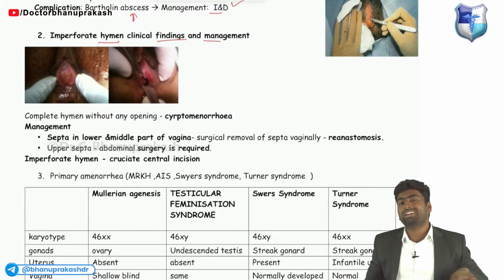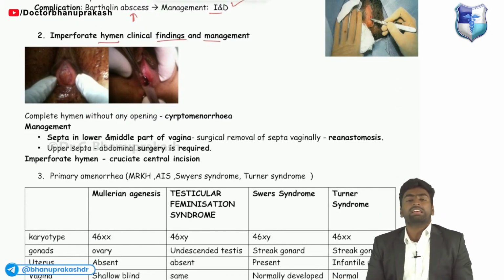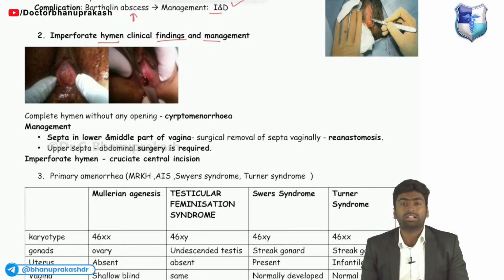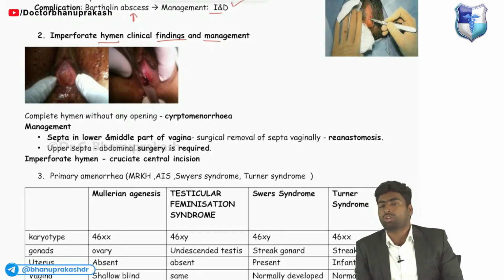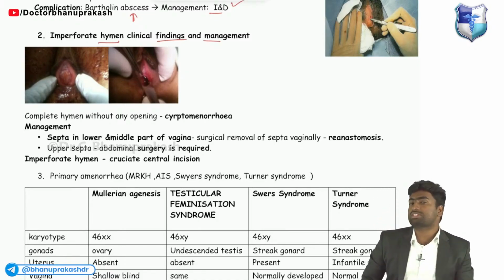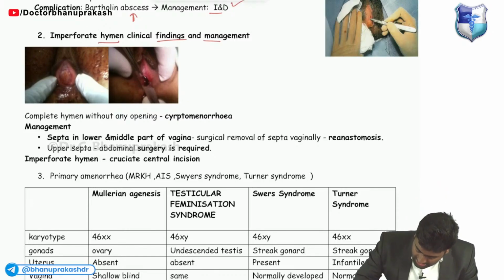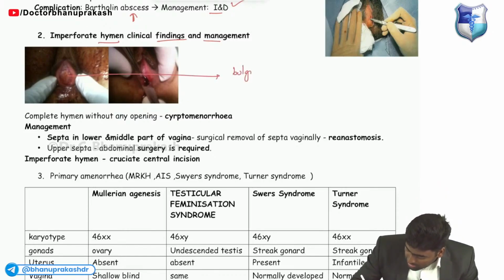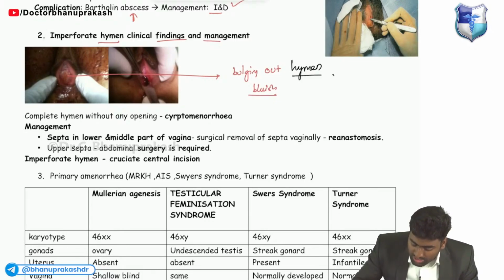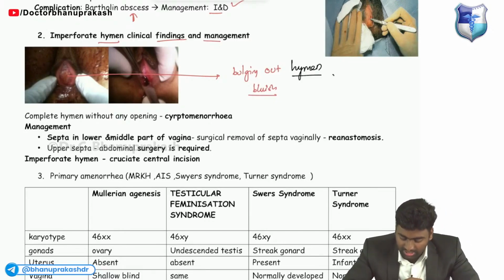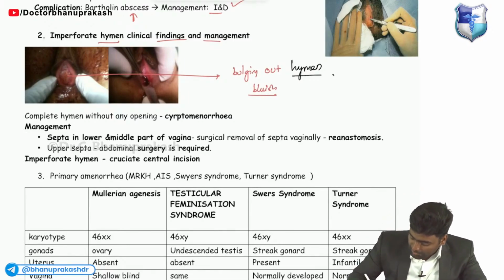But her mother complains that she hasn't attained her periods yet, while she complains that every month she is having lower abdominal pain. So you plan to do an evaluation. You did a visual examination where you are able to see a bulging, bluish type of hymen. It is the classical case of cryptomenorrhea, which is because of an imperforate hymen.